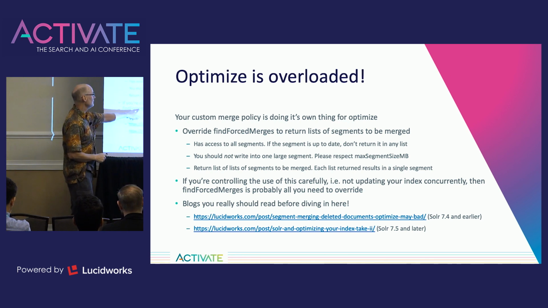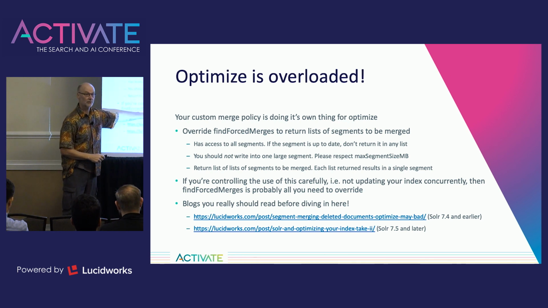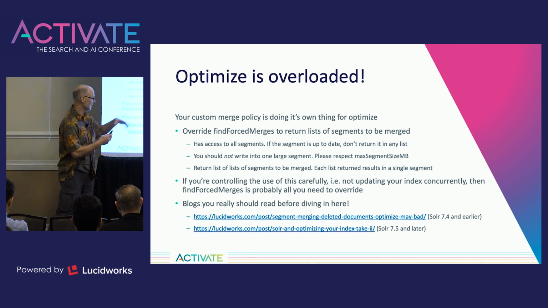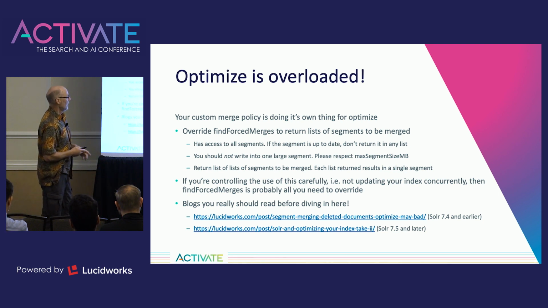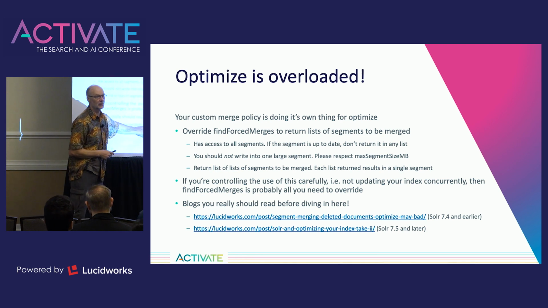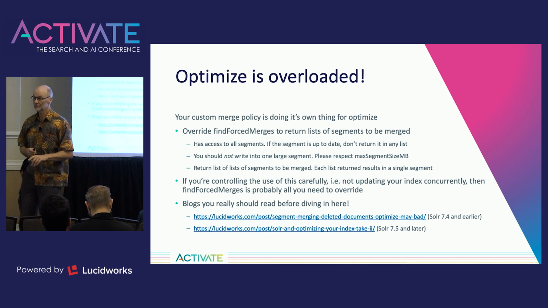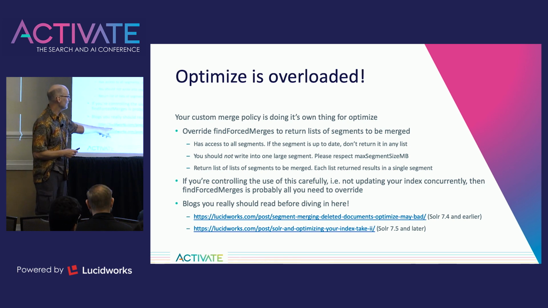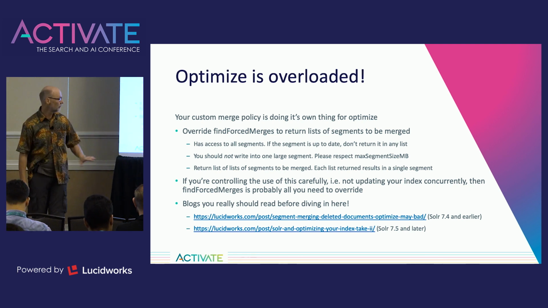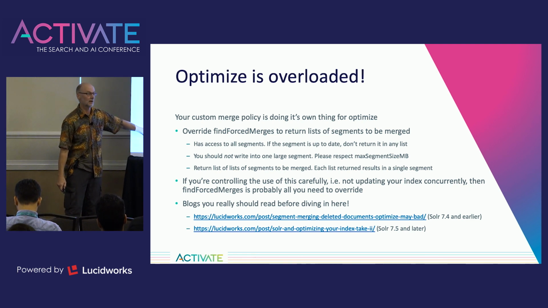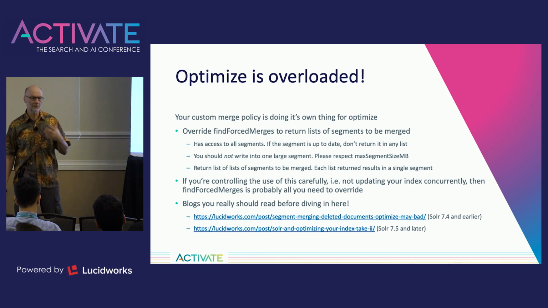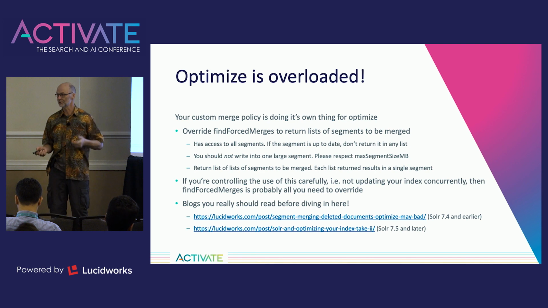If you're not indexing, this is probably all you need. Press the optimize button, which comes to find forced merges, which does this magic stuff. Two of the blogs I promised: 7.4 and earlier had some real problems with optimize, so you want to read that for what happened there. 7.5 takes a slightly different approach. Those are two background blogs that I think are very valuable, because I wrote them, before you dive into this process to understand what the background is.